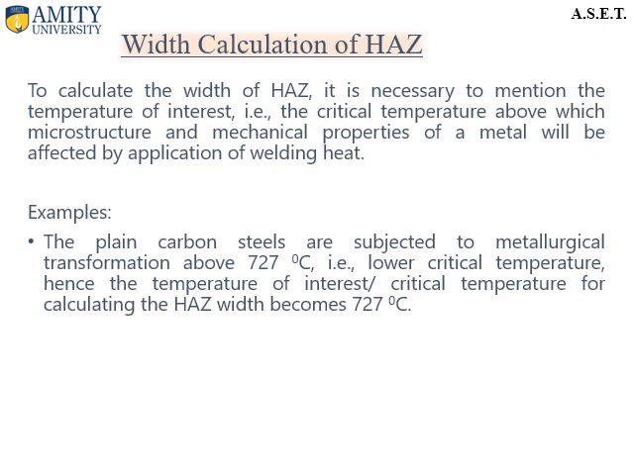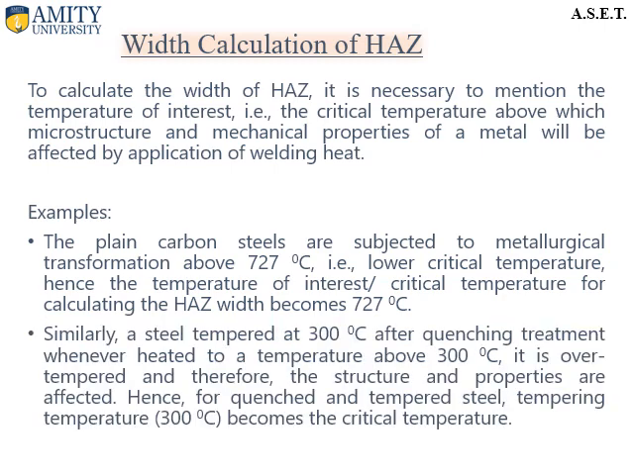In case of plain carbon steel, which is subjected to metallurgical transformation above 727 degrees Celsius, that is the lower critical temperature, this temperature becomes the criterion for the calculation of the heat affected zone, and this temperature will be known as the temperature of interest.